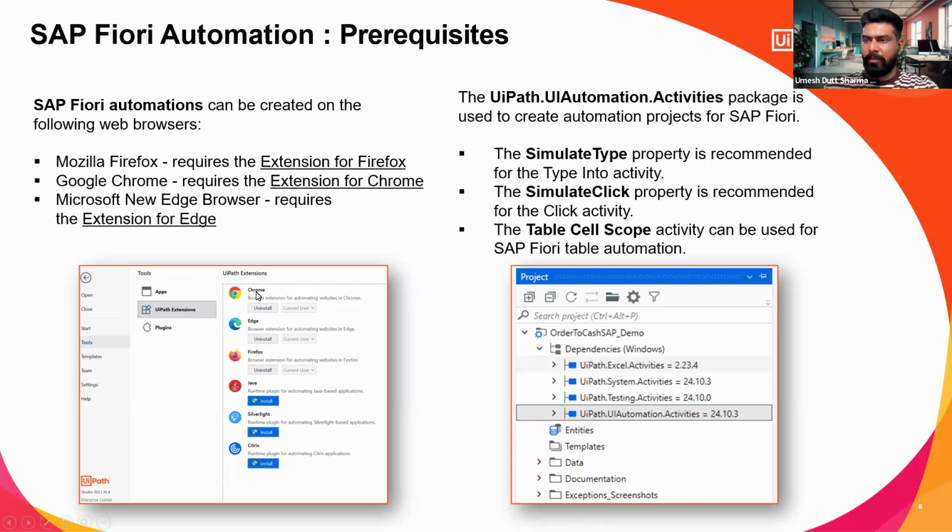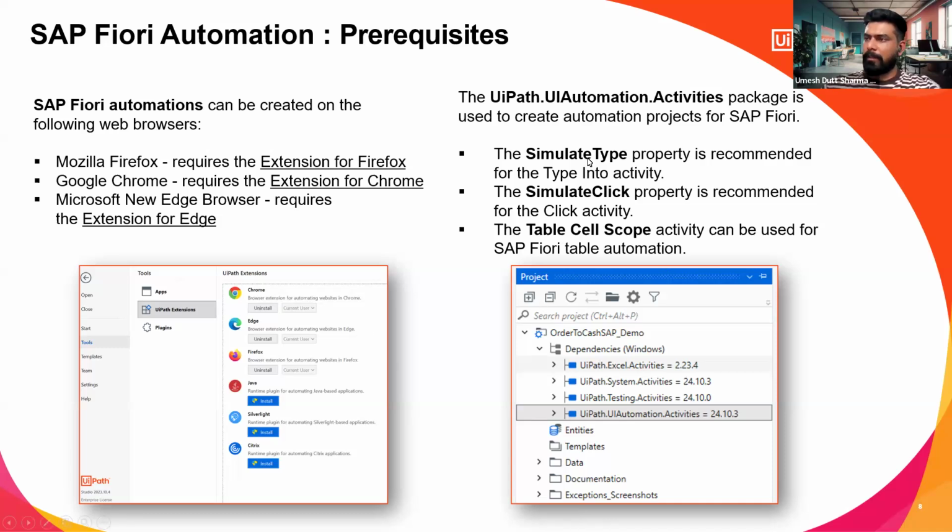We have different web browsers for which extensions are available: Chrome, Edge, and Firefox. So in case you are using Chrome, you need to install the Chrome extension in order to do the automation on the Chrome browser. And then once it is done, you can simply automate any steps that you follow or do on the Chrome browser, which can include SAP Fiori access as well. Right. So this is the first prerequisite.